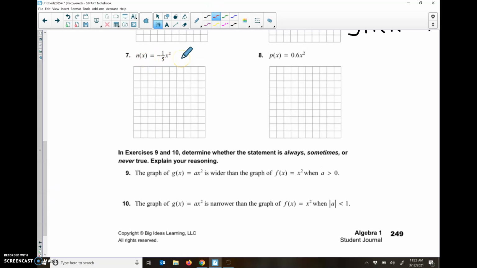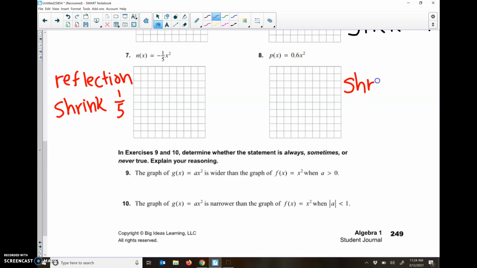And then for 7 and 8, it looks like these are going to be two shrink problems because both of these numbers are less than 1. So 7 is negative, so if I compare that, it's also going to reflect. So we're going to have a reflection. And since 1/5 is less than 1, it is going to be a shrink now, not a stretch anymore. Shrink of 1/5. 8 is positive, so we don't have to worry about the reflection, but it will have a shrink as well.